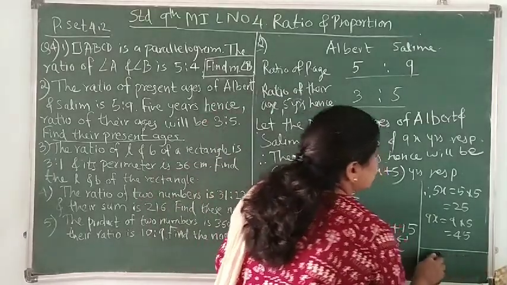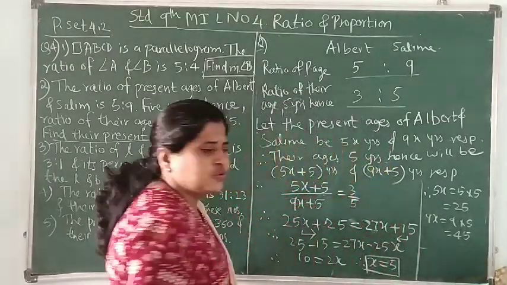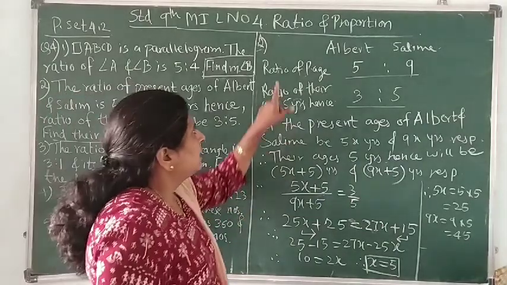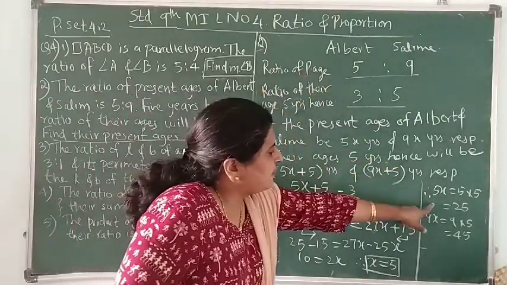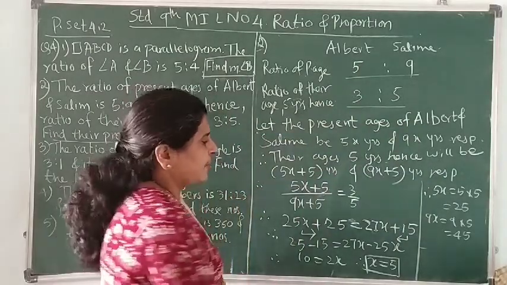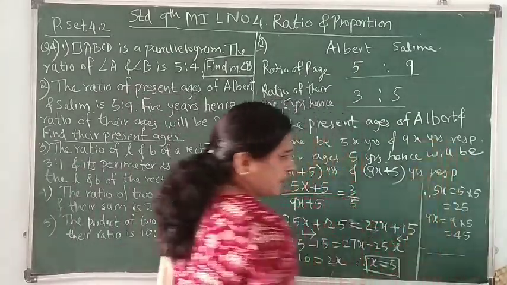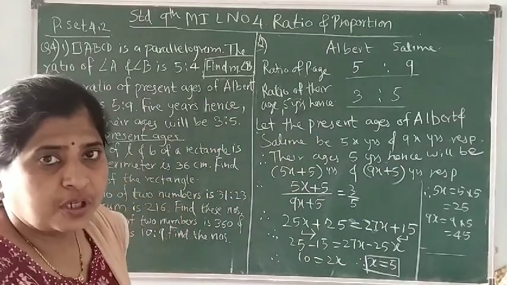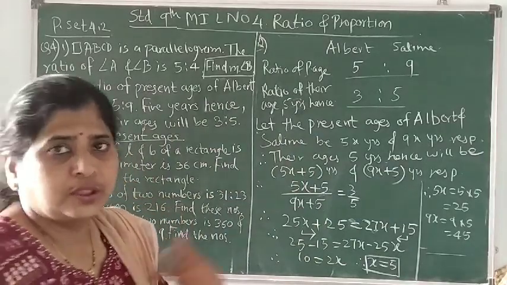Even the previous sum also you can verify like this. And after this you can write the answer in words, that present age of Albert is 25 years and present age of Salim is 45 years. You can write this in a statement. Okay. So this was the answer of question number 2. Now let's move to the third question.